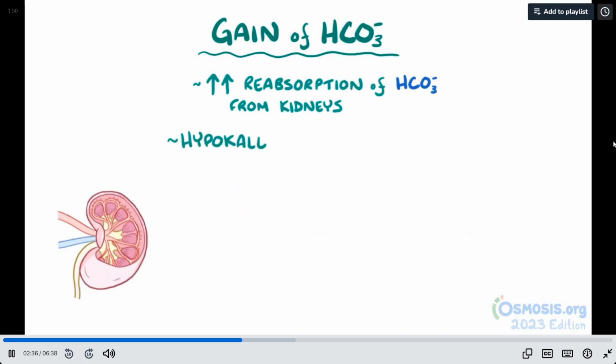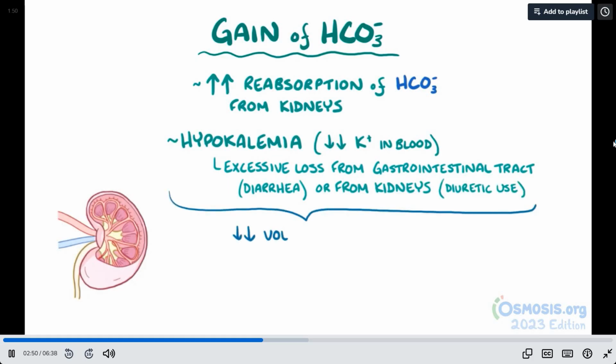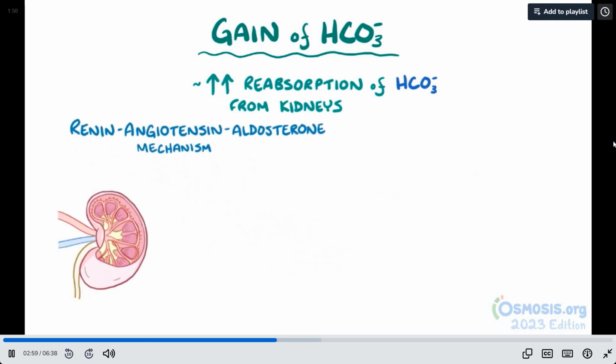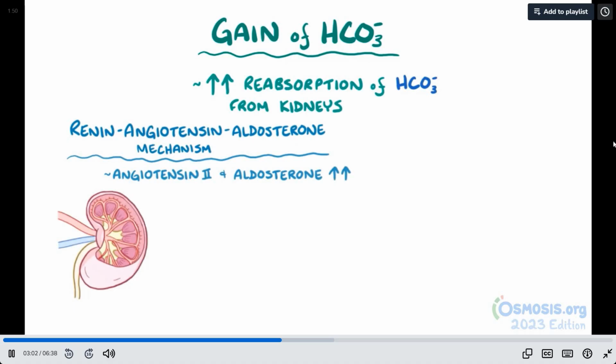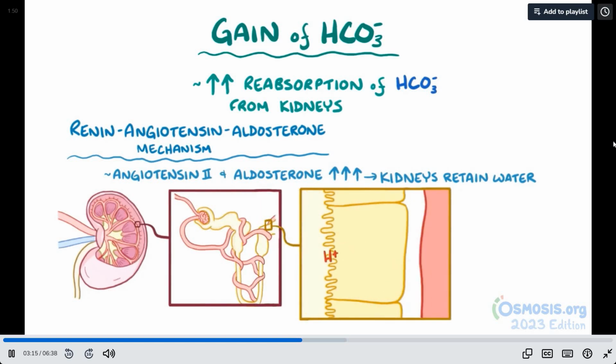Another stimulus is hypokalemia, or decreased levels of potassium in the blood, which can be due to excessive loss from the gastrointestinal tract, like in diarrhea, or from the kidneys, due to diuretic use. In any case, when there's less volume or less potassium in the extracellular space, it triggers the renin-angiotensin-aldosterone mechanism. As a result, angiotensin II and aldosterone levels rise, and the kidneys start to retain water and reabsorb more bicarbonate in the proximal convoluted tubule. In addition, the alpha intercalated cells of the distal convoluted tubule and the collecting ducts secrete more hydrogen ions into the urine. But most importantly, they also make new bicarbonate ions, which will again get reabsorbed.